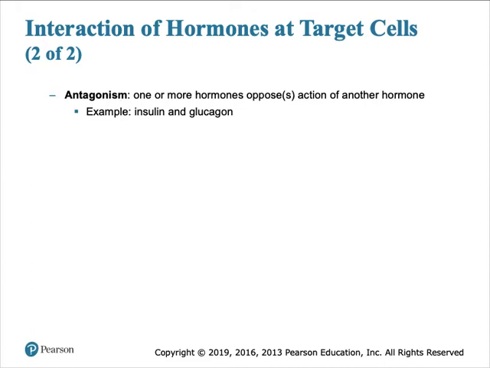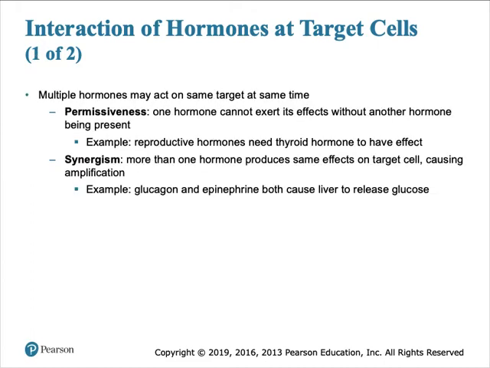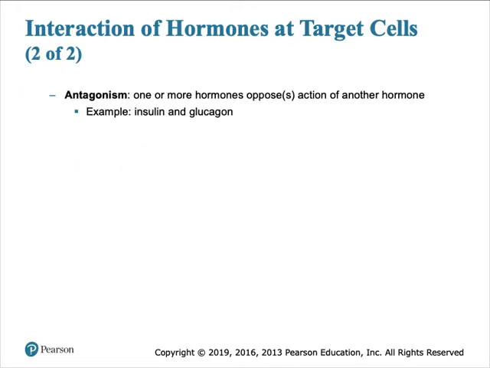And then finally you have antagonism, and this is basically where one hormone blocks the effect of the other. Insulin and glucagon are kind of opposite hormones. Insulin causes your cells to take in sugar. Glucagon causes them to release sugar. Okay, so if you have insulin and glucagon both present, it's kind of a net null effect. Okay, so we can either cause permissiveness, synergism, or antagonism when we have more than one hormone involved on a target cell.